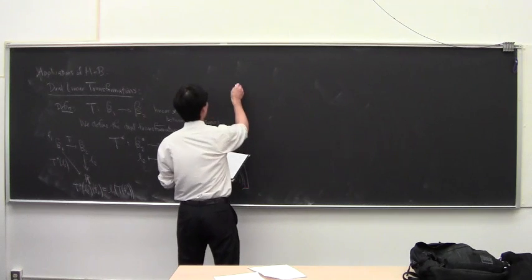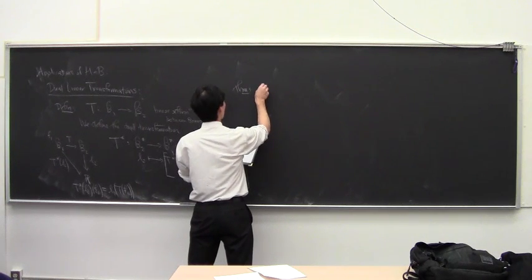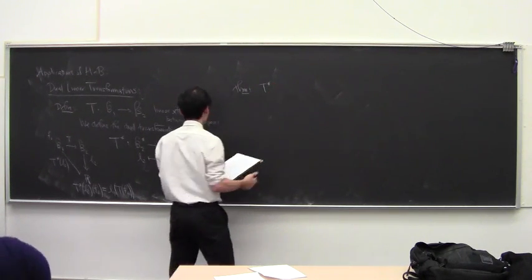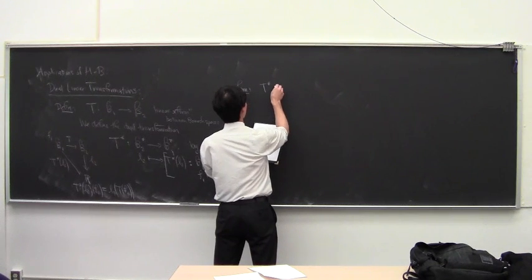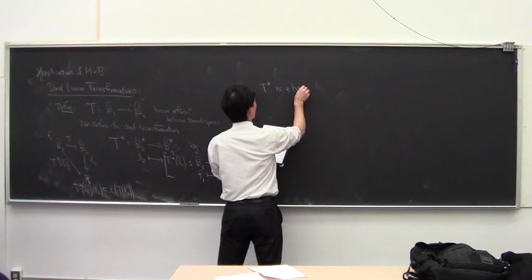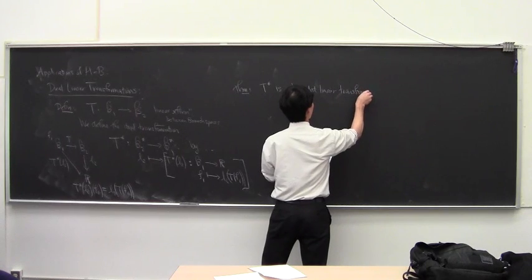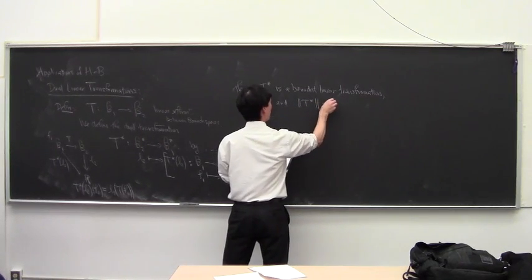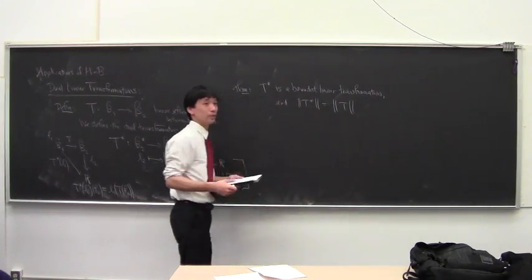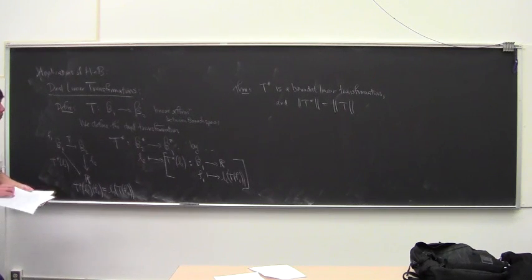Okay, so theorem, in fact, T star. That it is bounded is obvious, but sorry. We want to show that T star is a bounded linear transformation, and the norm of it is actually the same as the norm of T. So that's our goal.